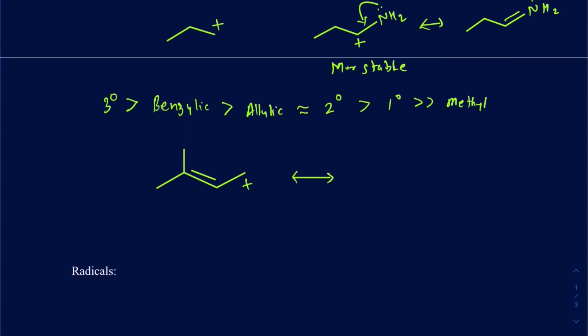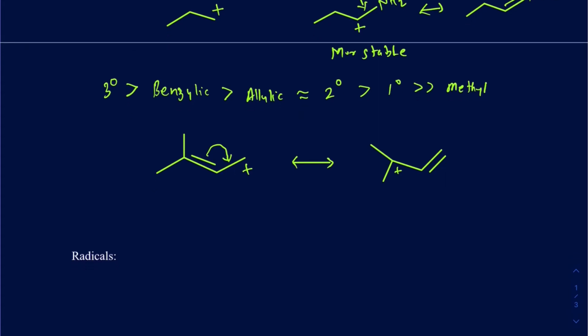If I draw the resonance of that, and this comes down here, after drawing the resonance, where the positive charge is going to relocate, now your positive charge is going to be down here. So now, which one is going to be more stable between those two carbocations?